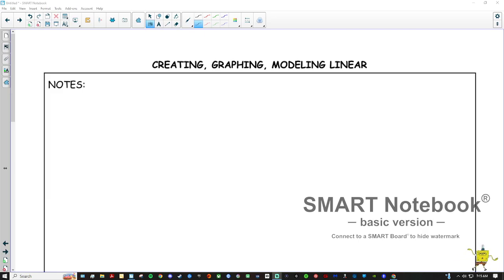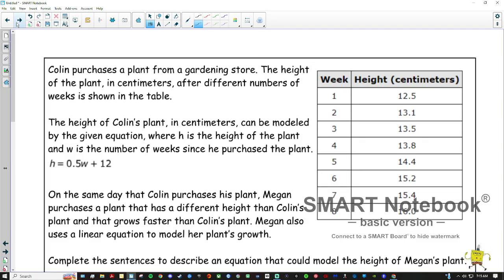We are going to go through our creating, graphing, modeling, linear section. Just to let you know, this is going to be probably recorded in 2 parts. Let's start with the first question.